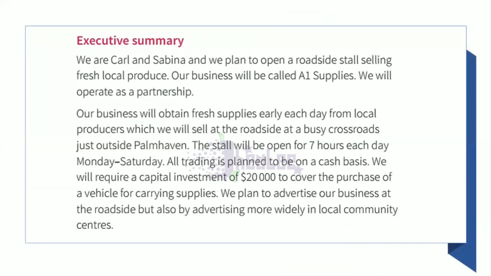So we have 2 persons that decide to form a business, and their executive summary reads, we are Carl and Sabina, and we plan to open a roadside stall selling fresh local produce. It's a small business. Our business will be called A1 Supplies. We operate as a partnership. Our business will obtain fresh supplies early each day from local producers, which we will sell at the roadside at a busy crossroads just outside Palm Haven.